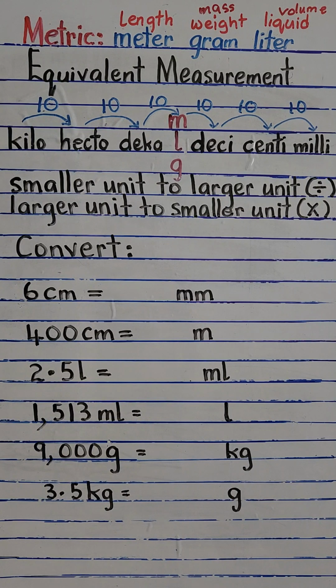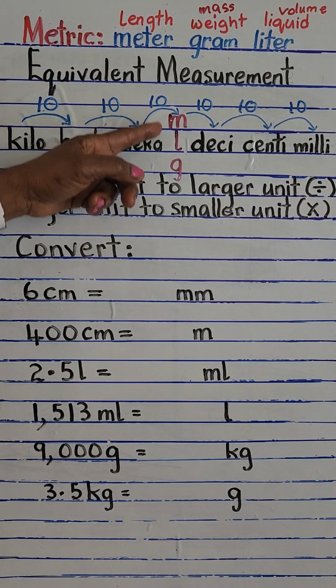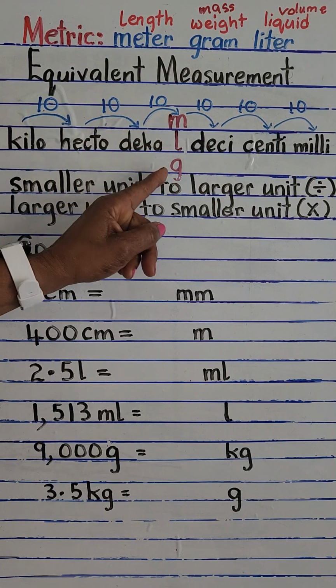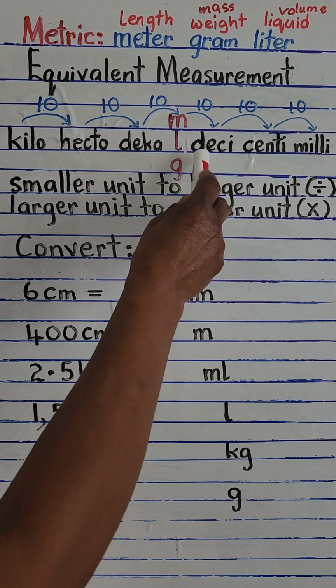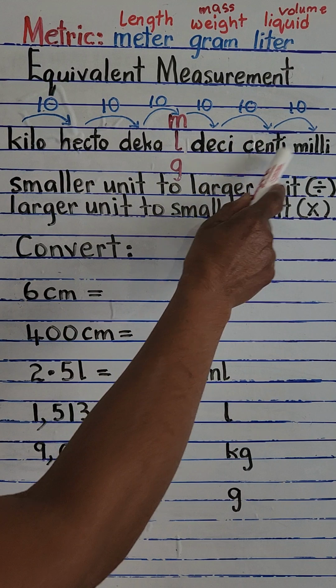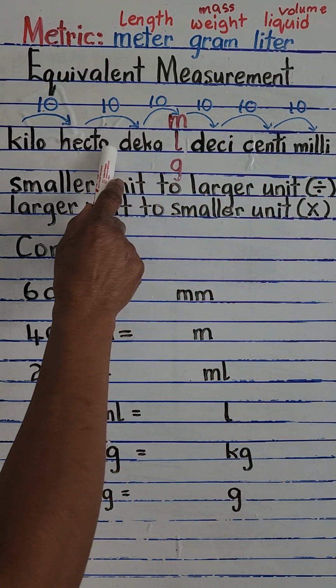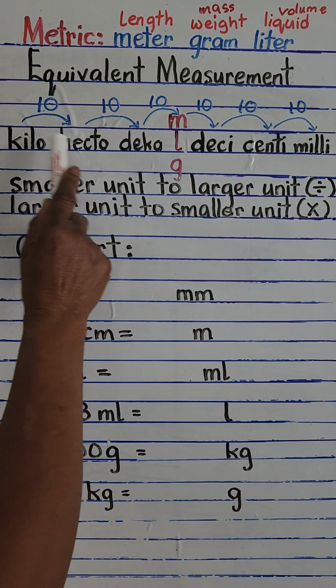The three standard units for metric measurement are meter, the unit of length; gram, the unit of mass or weight; and liter, the unit of liquid or volume. And here we have the three standard units, meter, liter, grams, and we have smaller units, deci, centi, milli, and larger units, deca, hecto, and kilo.